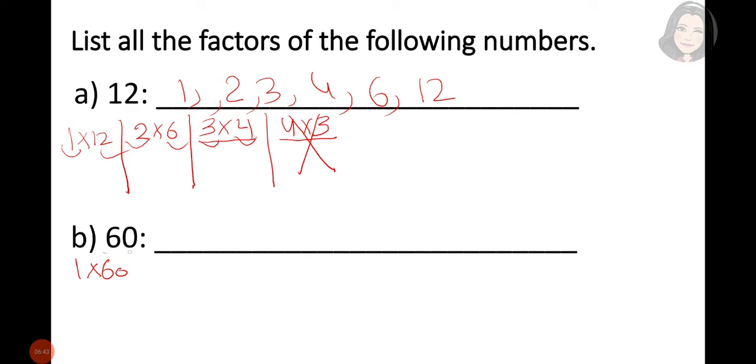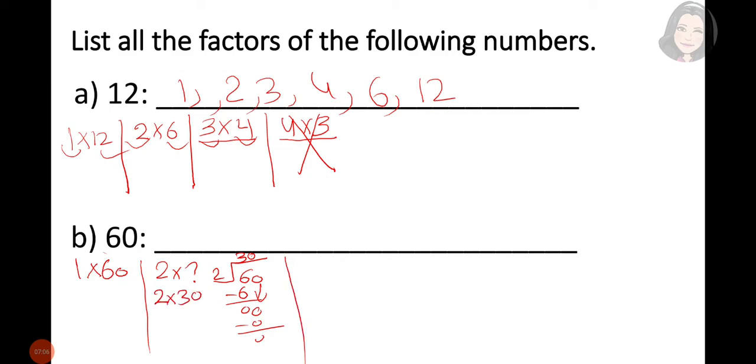Is the number 60 divisible by 2? It ends with a 0, then it's definitely divisible by 2. So to check 2 times what number is 60, I need to divide the number 60 by 2. 6 divided by 2 is a 3, times 2, 6, subtract, drop the 0, 0 divided by 2 is a 0, and subtract 0. So it's 2 times 30.